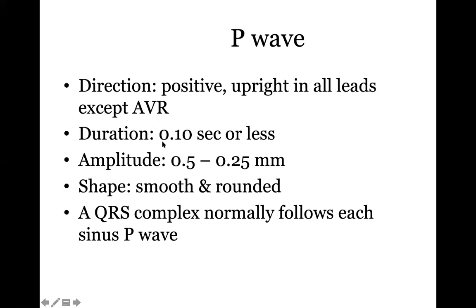The duration is 0.1 seconds or less. The amplitude is 0.5 to 2.5 millimeters. It is smooth and rounded, and a QRS complex normally follows each sinus P wave.